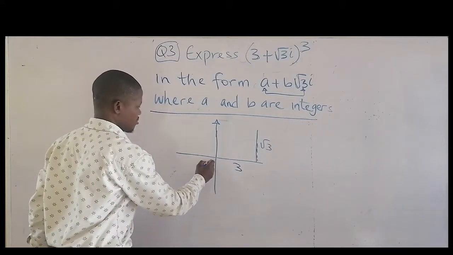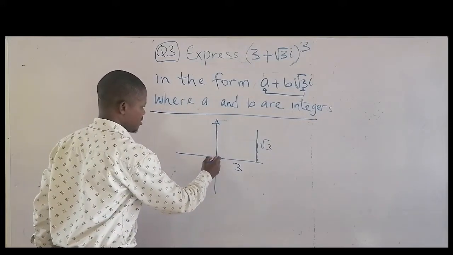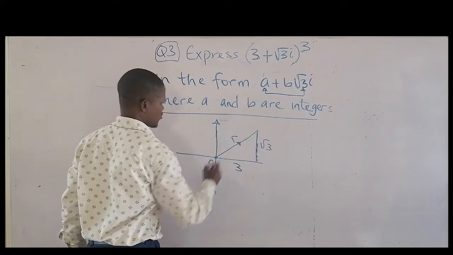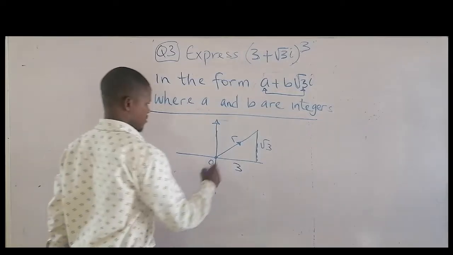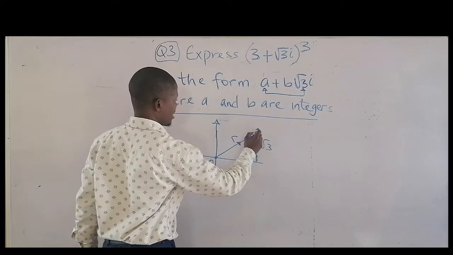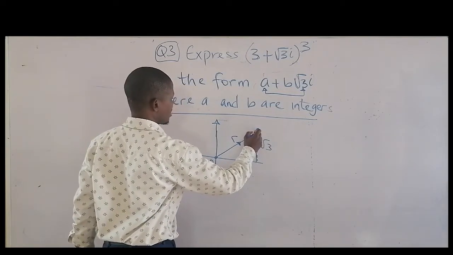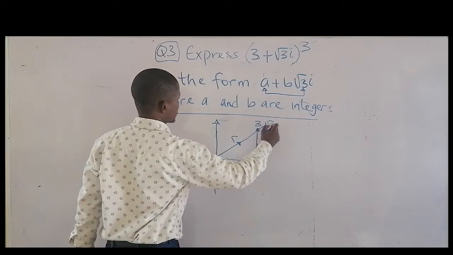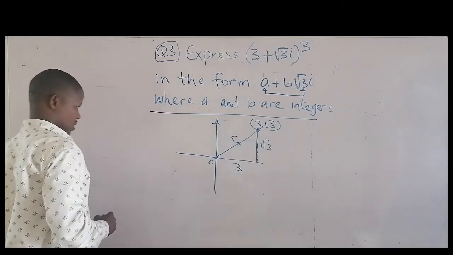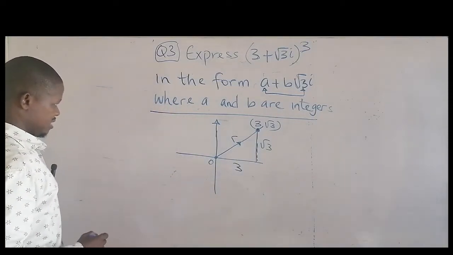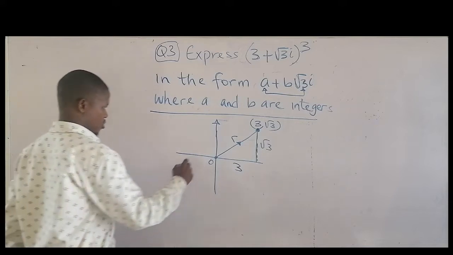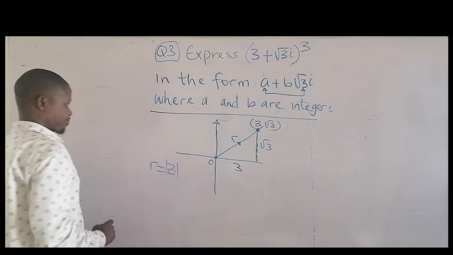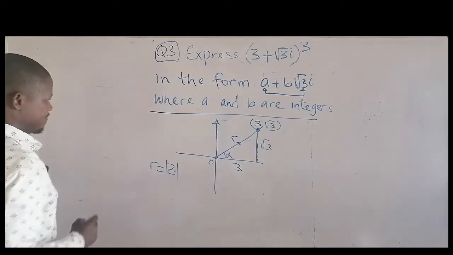This is the origin. The distance from this origin is the modulus. Then you can represent the complex number as the point (3, √3). So that's that. You can also call your modulus the same thing as this. So here is your alpha.